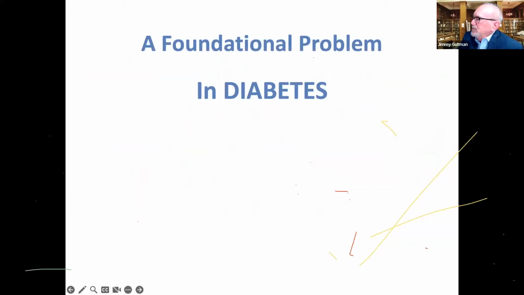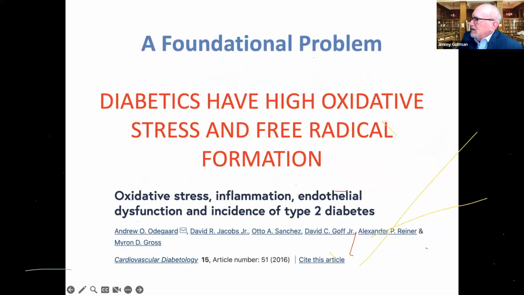Besides having high blood sugar, another foundational problem in diabetes exists. Diabetics suffer from high levels of oxidative stress, meaning they have more oxidants than antioxidants. And consequently, they have high levels of free radical formation, which plays havoc in their metabolism. This needs to be appreciated before we go on to the rest of the lecture. Y'all got this? Diabetics have higher oxidative stress and free radical formation. Okay, this is what the basis of most of this talk is going to be.